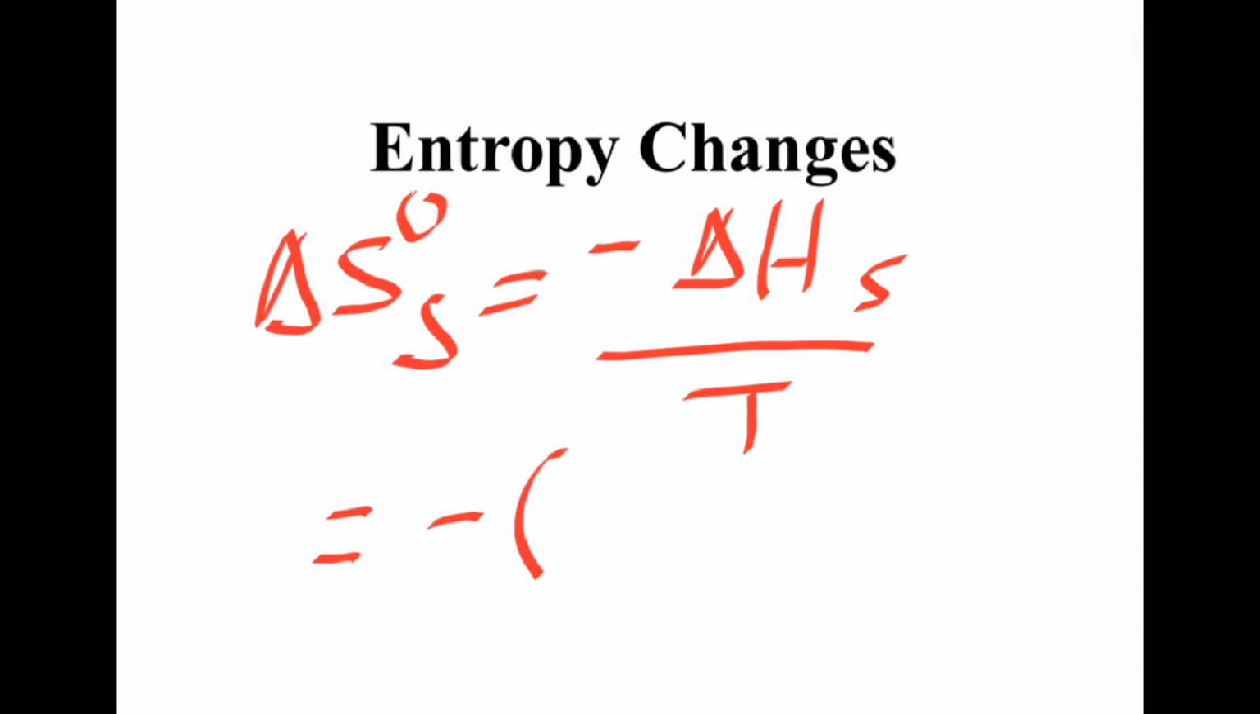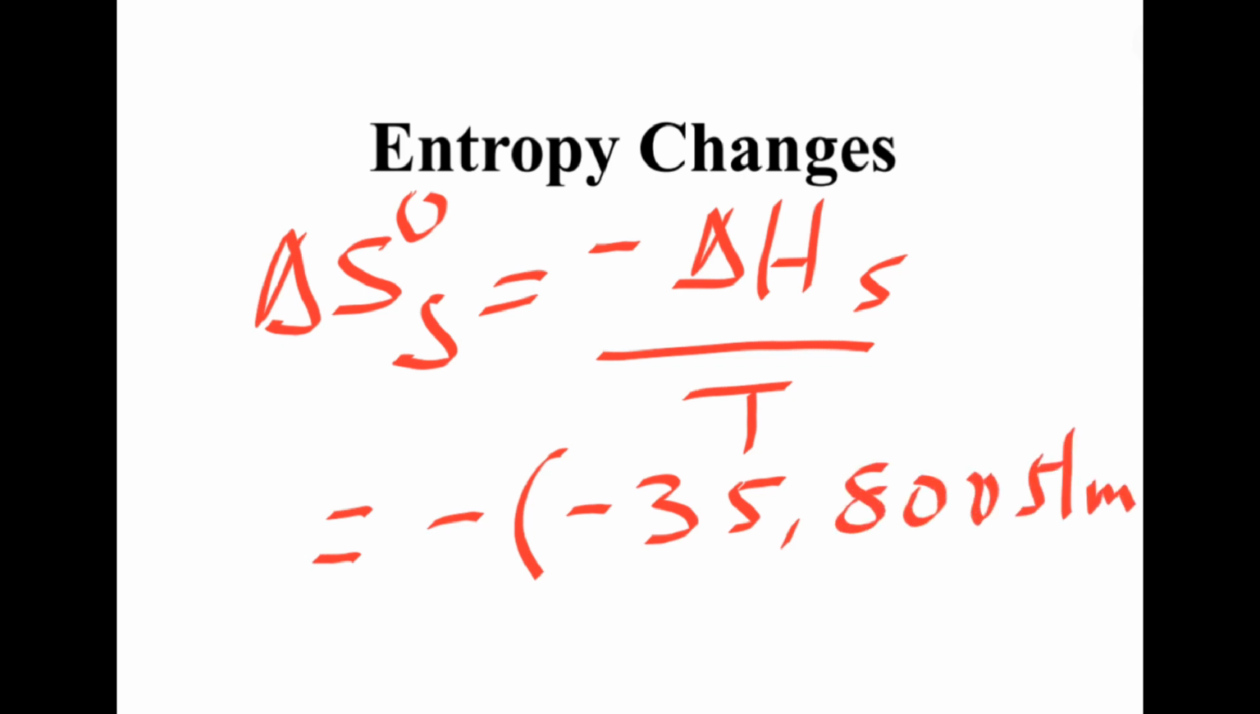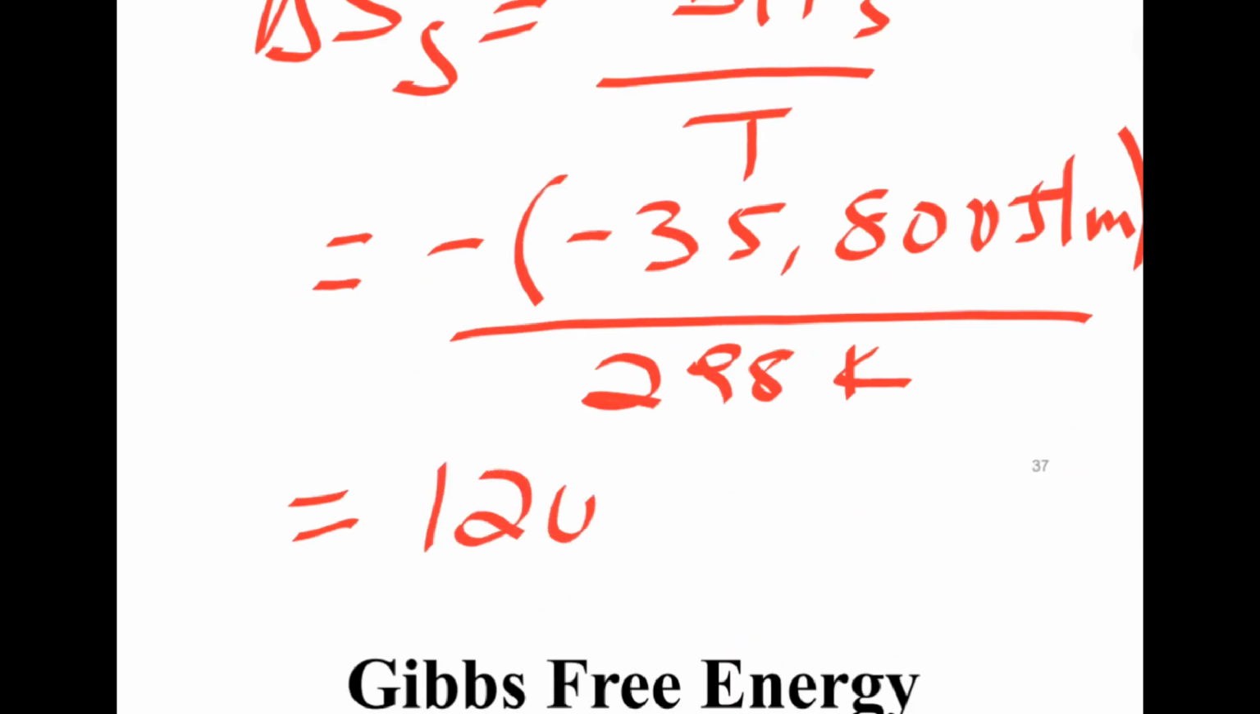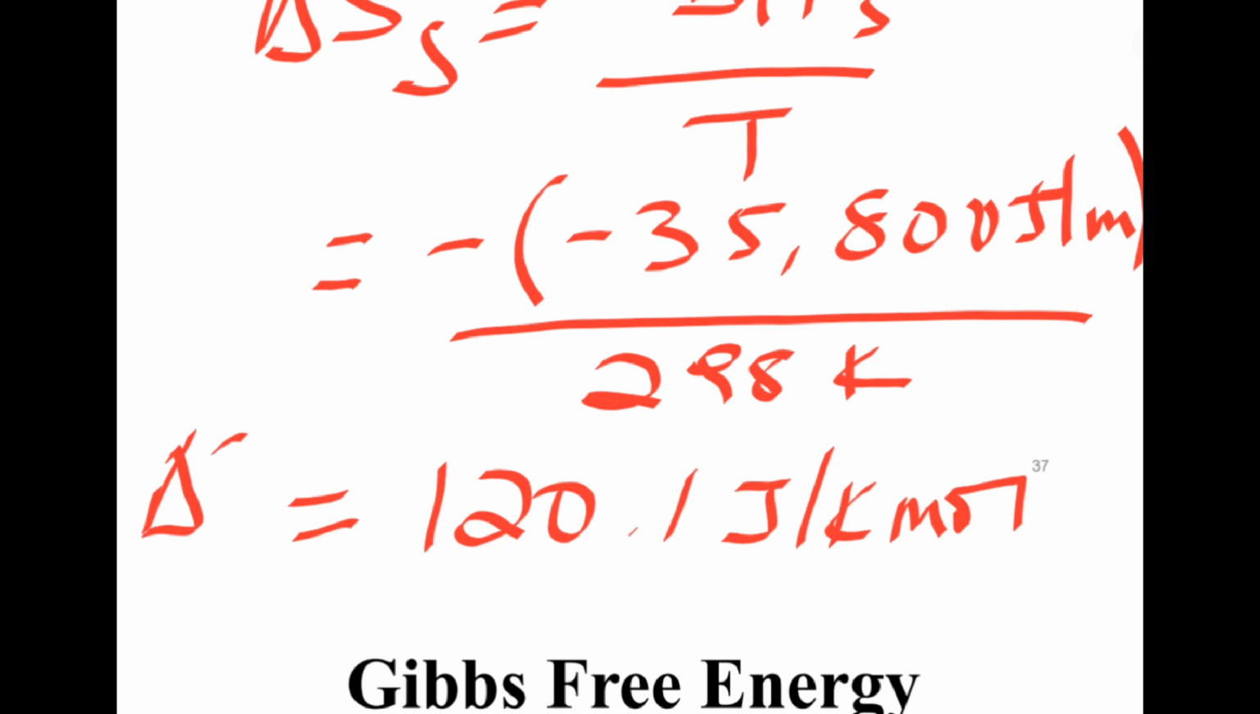35.8 kilojoule per mole. So we have to convert it to joule per mole. So it is same as 35,800 joule per mole over the temperature, 298 Kelvin, which is 120.1 joule per Kelvin per mole. So this is the entropy of the surrounding.